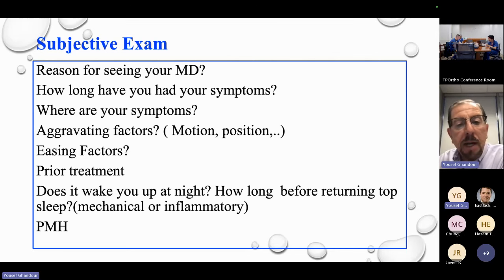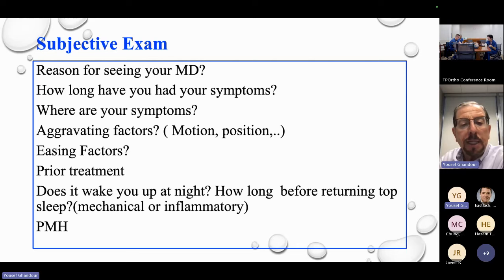What makes it feel better? Prior treatment. Does it wake you up at night? This is a very important question for us to ask. If he wakes up at night, what does it take to make the symptoms go away? If it goes away just by changing position, that might tell us it's a mechanical problem, which is in the lower scale of severity of the problem.